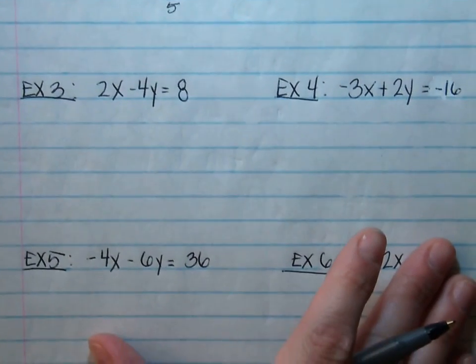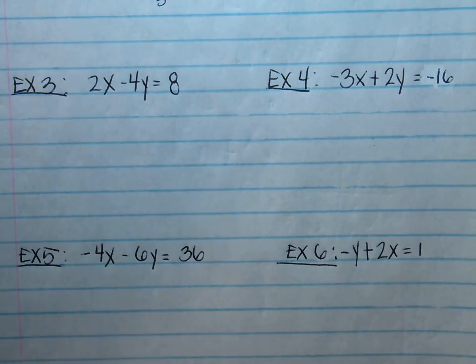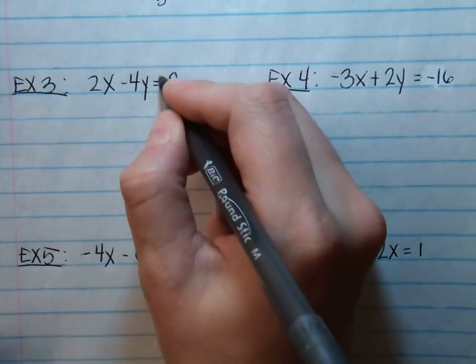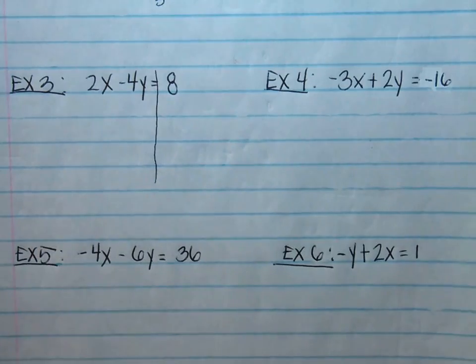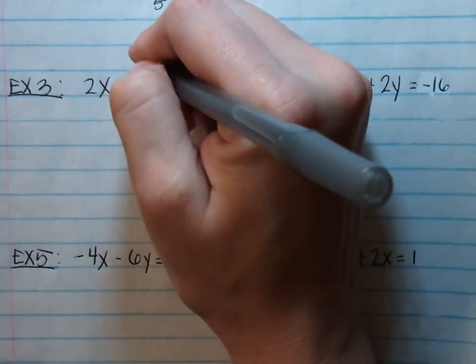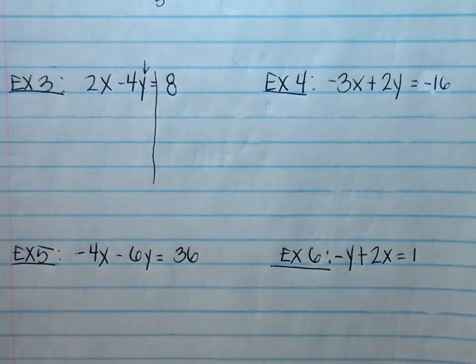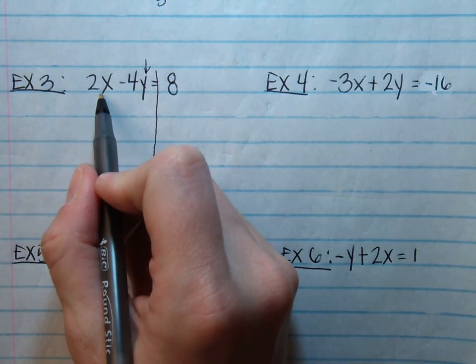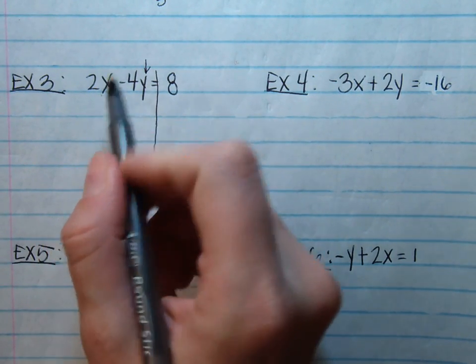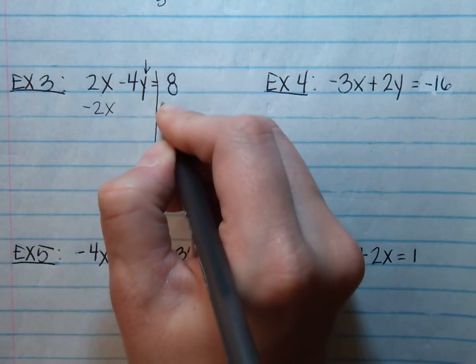We need to know what to do if it's not in slope-intercept form. We need to make it look like it's in slope-intercept form. So we're going to move things around in our equation to make it look like that. That means we want to solve for y. It's the same process each time. We're going to move our x first. Since this is a positive 2x, we're going to subtract 2x on both sides.